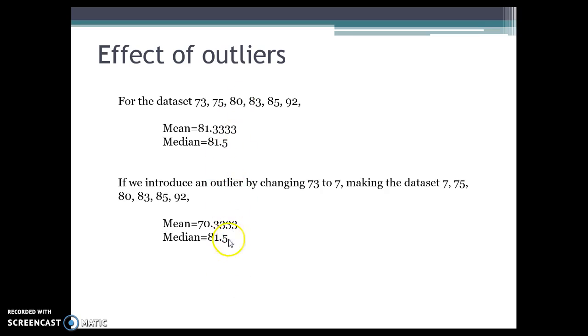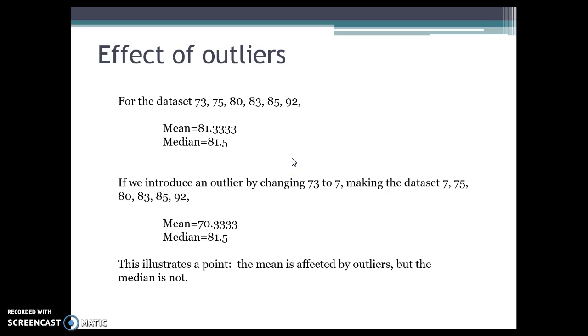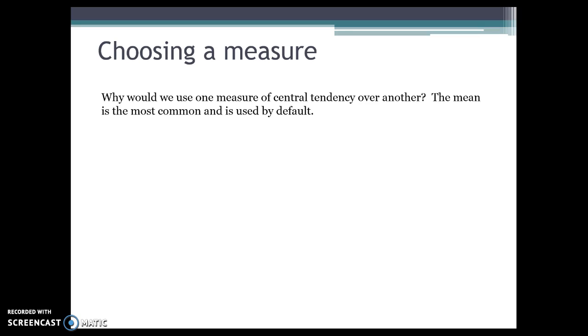But the median is not affected at all. So the mean is much more susceptible to outliers. Okay, and that's a key point, because that helps us choose when to use the mean and when to use the median. Okay, so we've got 3 different measures of central tendency. And the question is, for one thing, why do we need more than one measure? And then when would we choose to use one over another?